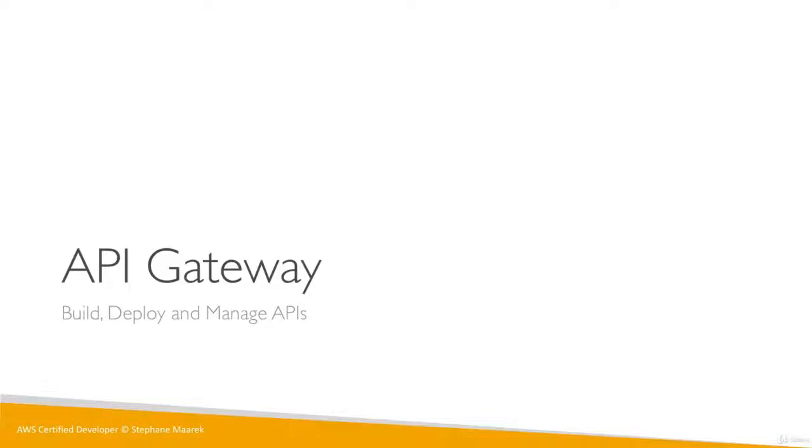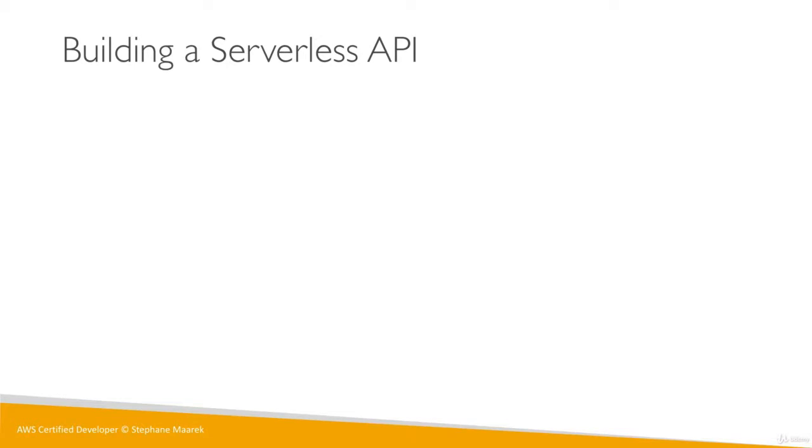So let's talk about API Gateway. API Gateway is a way for us to build, deploy, and manage APIs. And APIs are interfaces we can expose to other people within our company or in the outside world. So the goal of this whole serverless thing really is to deploy APIs.